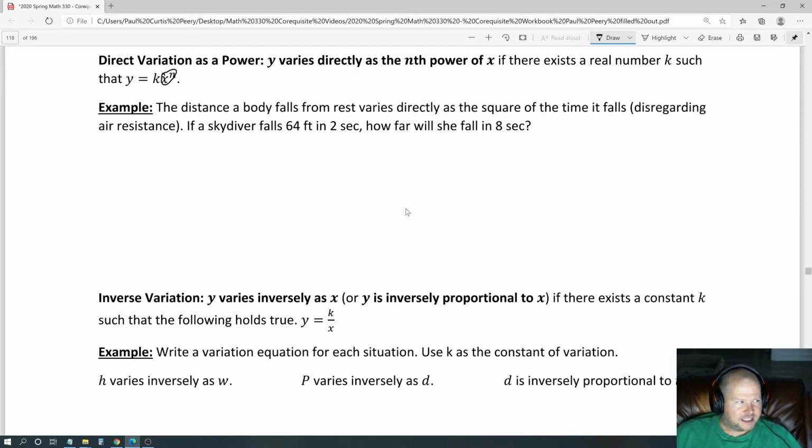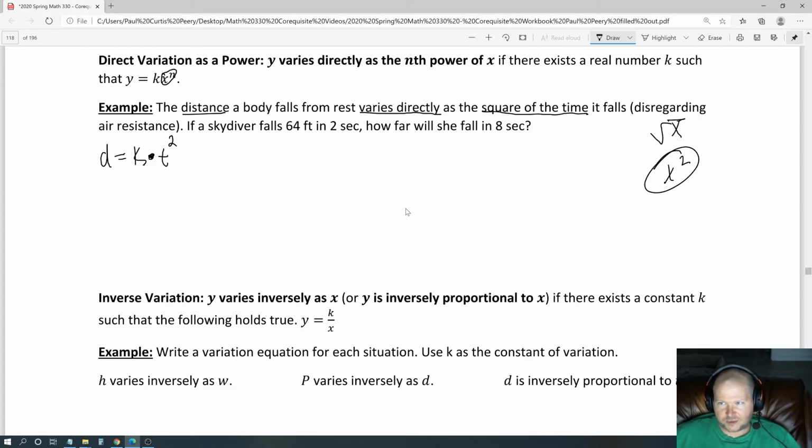Okay, so we would say something like, well, distance, and then we have the unknown. Let's say the distance varies directly. That's where I got the multiplication. They said the square of the time. Okay, well, time squared. Don't confuse square with square root, right? Square root is this, and square is that. So this is the one we're interested in when we say square. Otherwise, we'd say square root. That's not what we're dealing with.